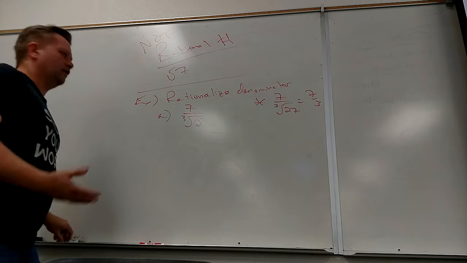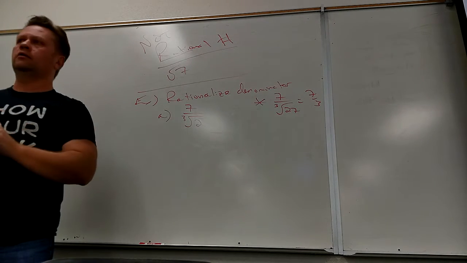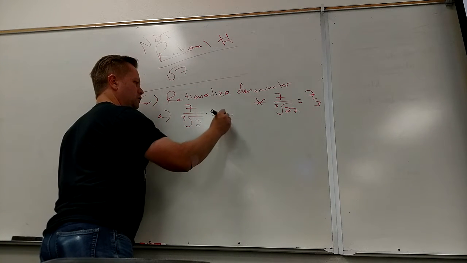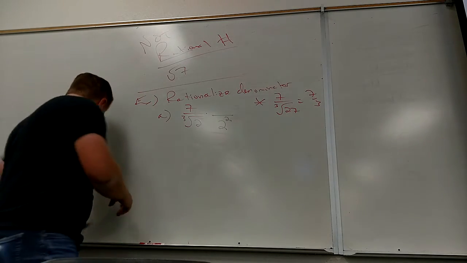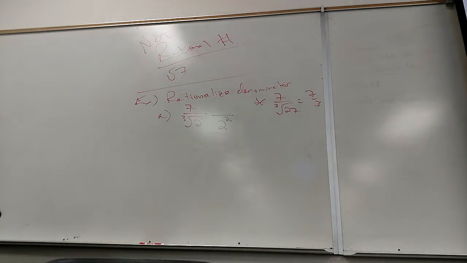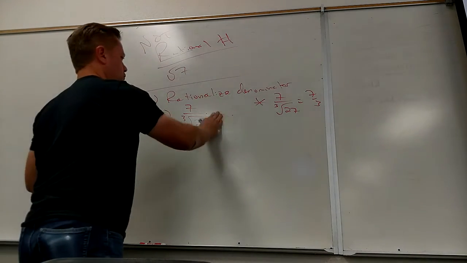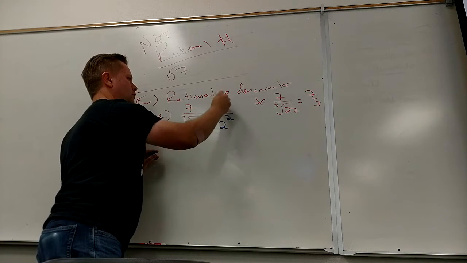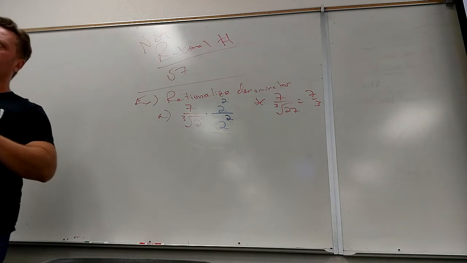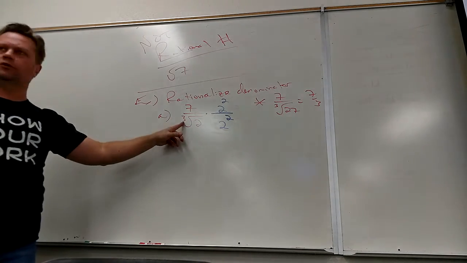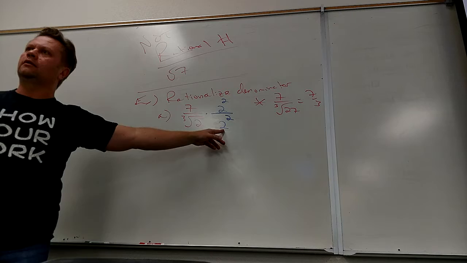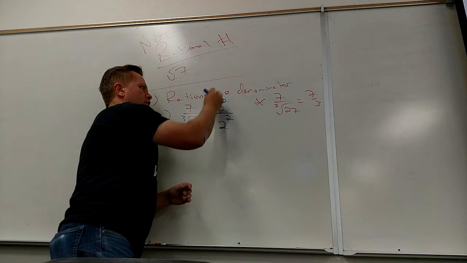And what am I allowed to do with any fraction? I can multiply the top and bottom by anything except 0. So I want to give it 2 more 2's. If I do this, though, why won't this work? If I just do that, why won't that work? That's got a cube root. This has nothing. So I have to do this.